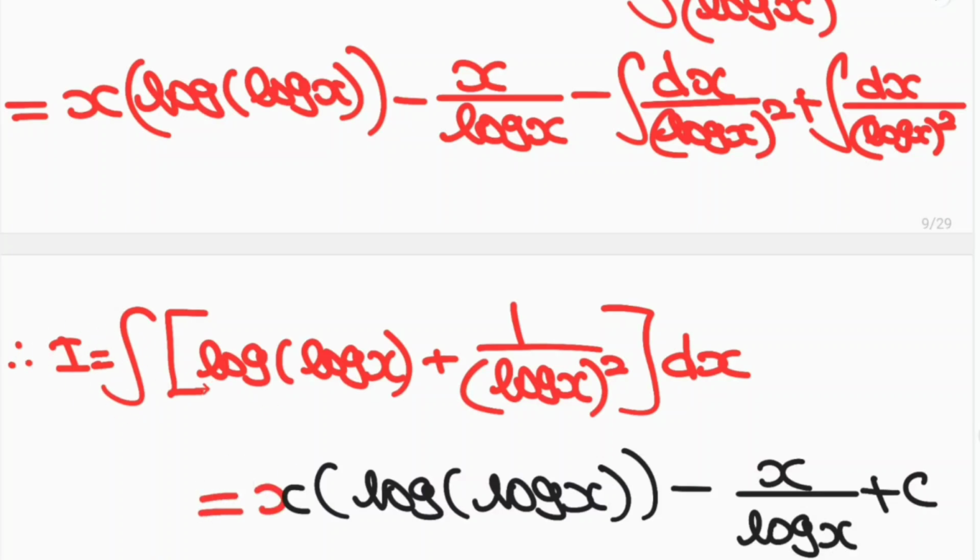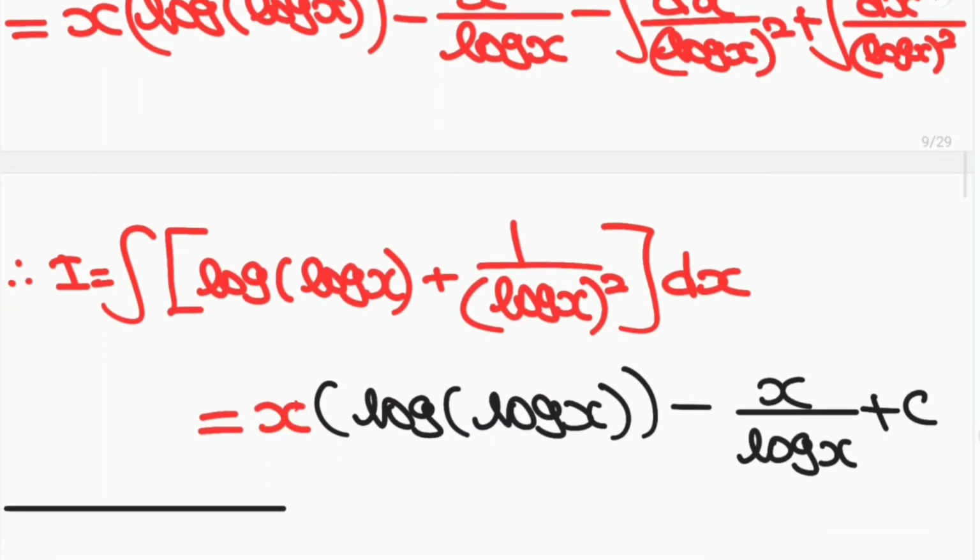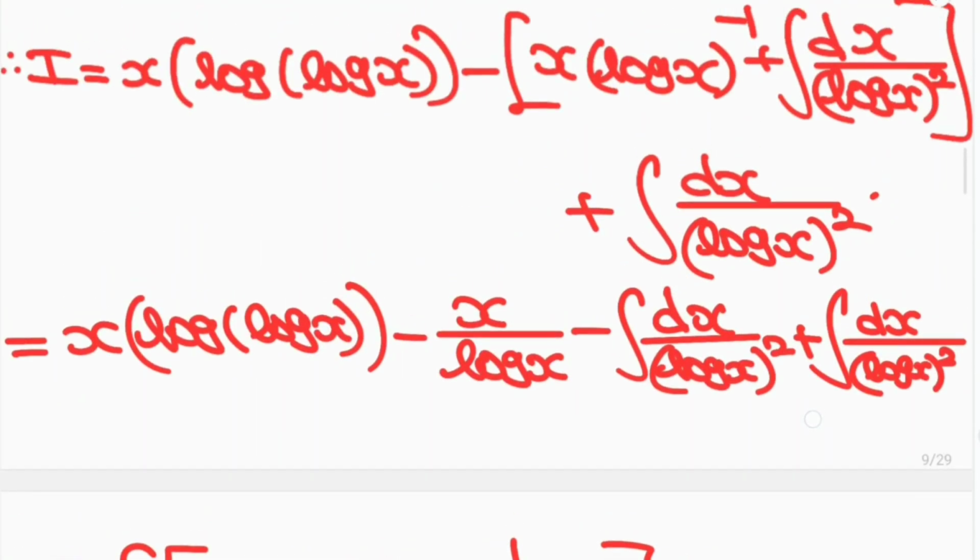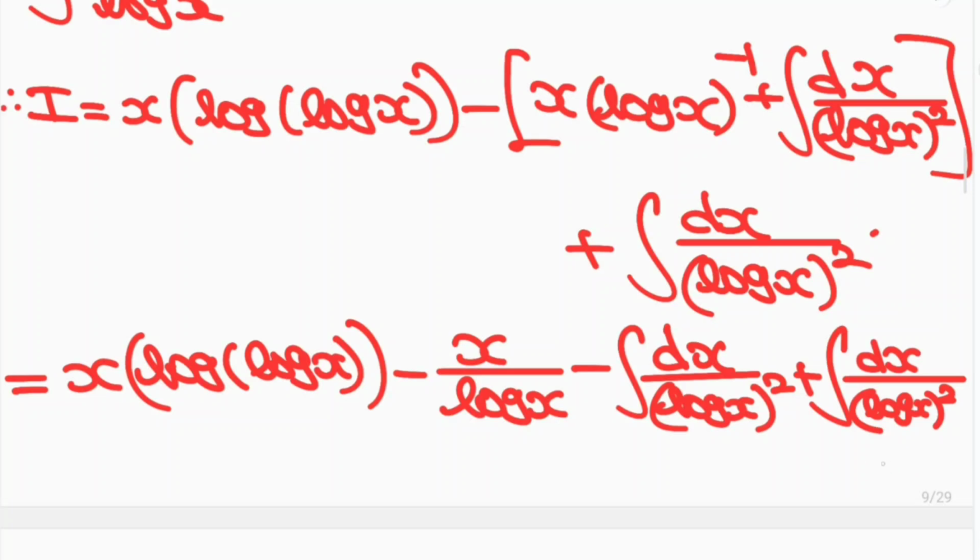So I equal to integral of (log x plus 1) by (log x) the whole square of dx is nothing but x into log x minus x by log x plus c. So that is the answer. So once you complete all those integrations you have to put c.